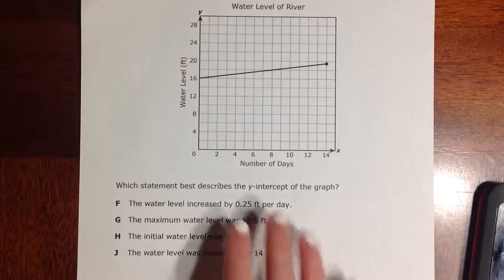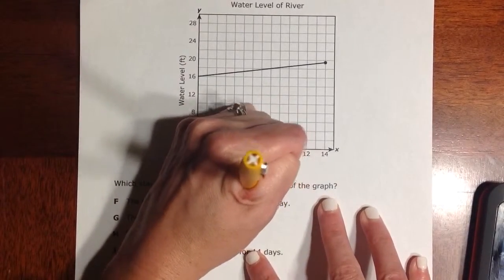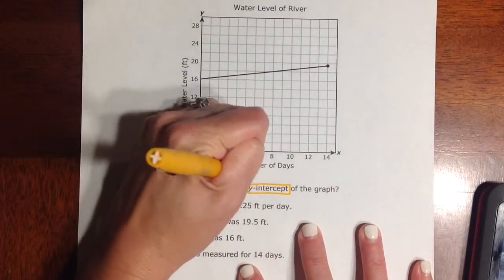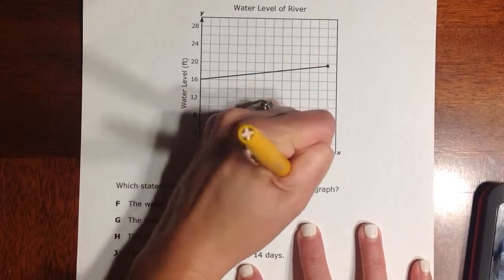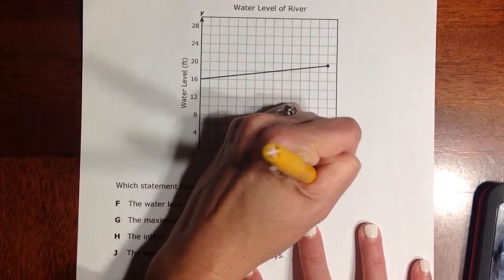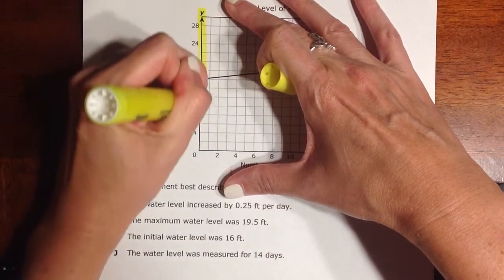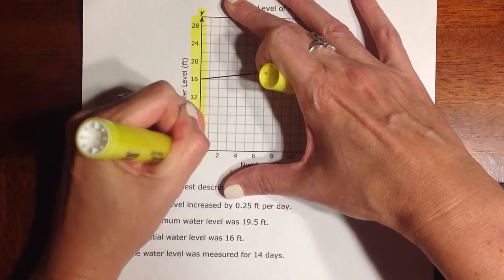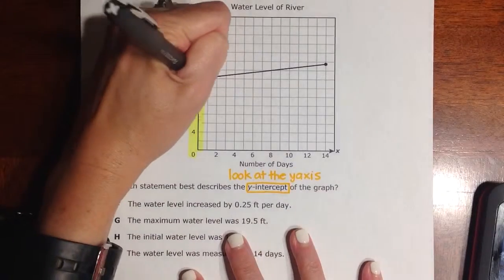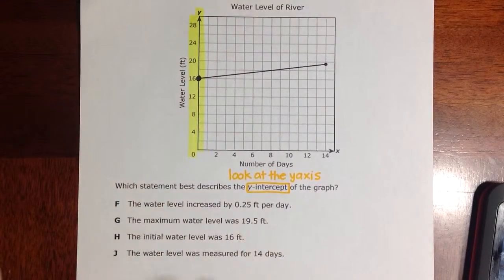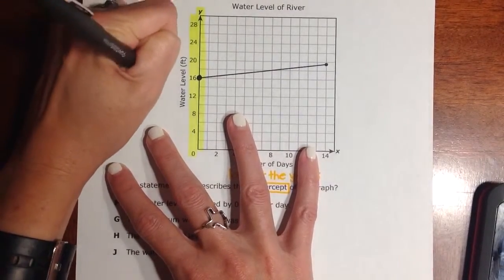Now I'm going to read my question, and it says, which statement best describes the y-intercept of the graph? If I recall what a y-intercept is, it's telling me to look at the y-axis. So that's exactly where I'm going to go. I am going to highlight the y-axis because my answer is going to come from the y-axis and one of these values. And if you remember, your y-intercept is where your graph touches or crosses the y-axis. And so there is my y-intercept. It is at the point (0, 16).